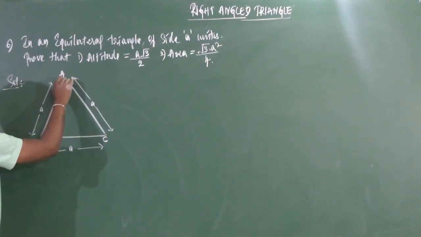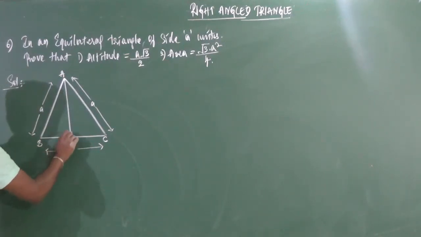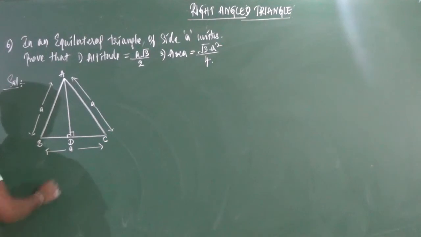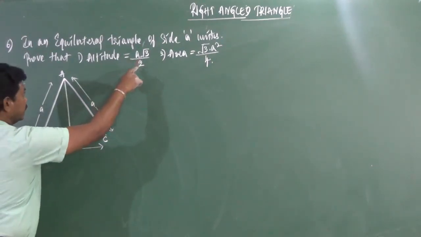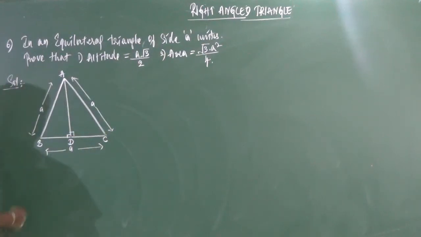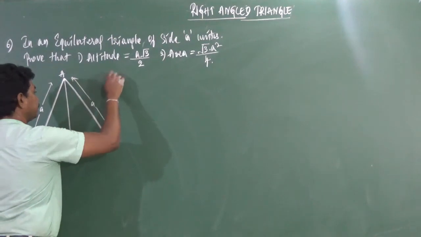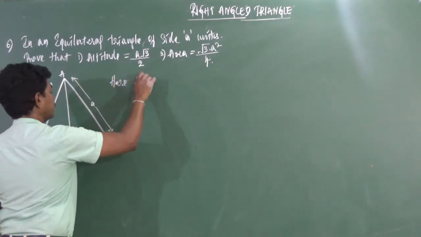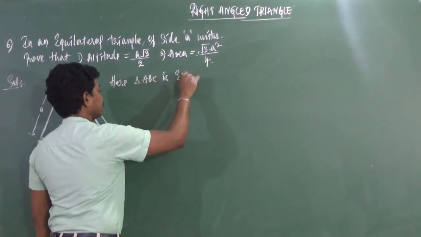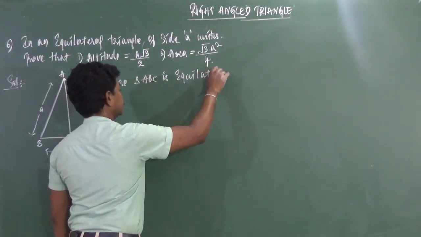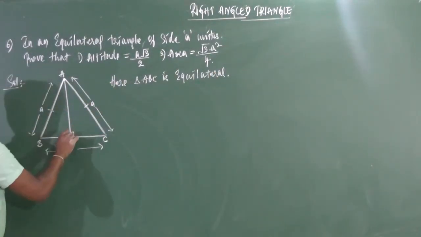So let us draw the altitude perpendicular, and call it D. So this is the altitude. We have to prove that the length of AD, that is the altitude, is a root 3 by 2 units. It's very simple. So here triangle ABC is equilateral. Triangle ABC is equilateral in the sense all the three sides are equal.